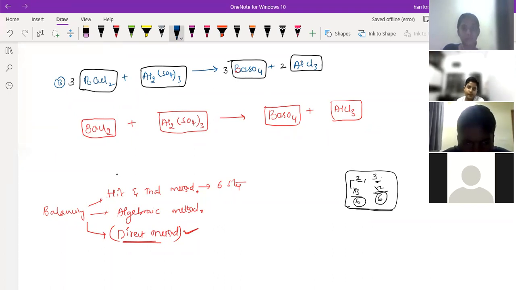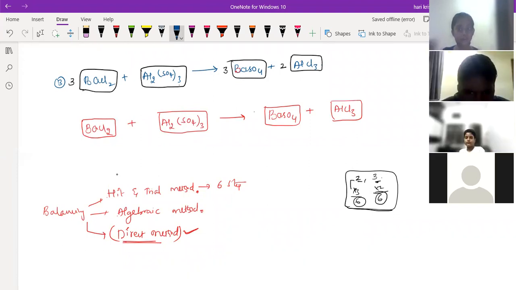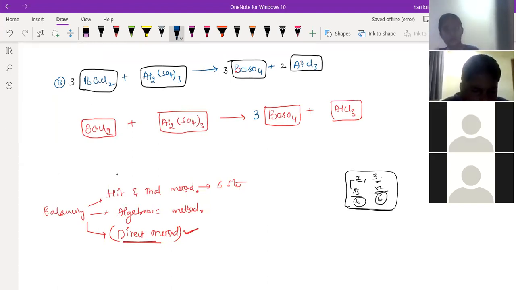So, on the product side you have to add 3. Multiply the product with 3 only, right? To make it overall 3 sulfates. Yes, sir. Finished. Understand this one? Yes, sir. Now, how many aluminums are there here?